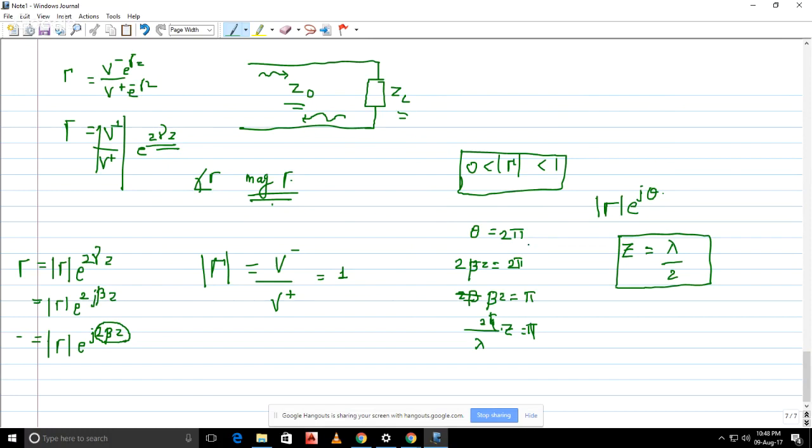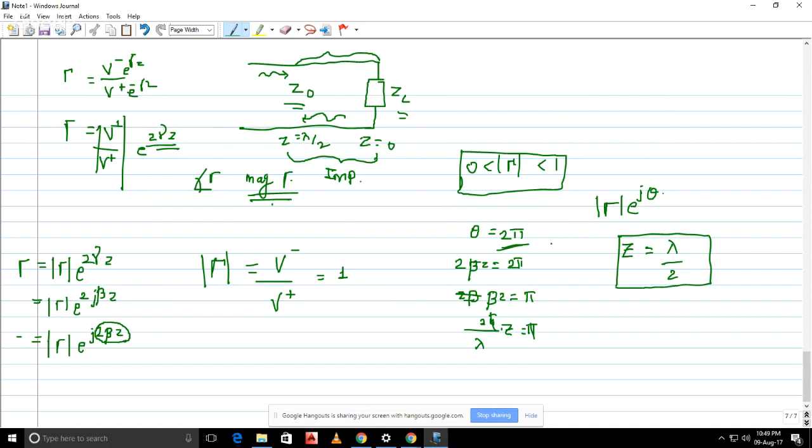A total phase of 2 pi gives me a total length of lambda by 2. So if I move from z equal to 0 to z equal to lambda by 2, my gamma will repeat. So the total distance is lambda by 2. A very important point for you to note, because we are going to see the Smith chart, and on the Smith chart the total radius, or the total 360 degree rotation, equates to lambda by 2.